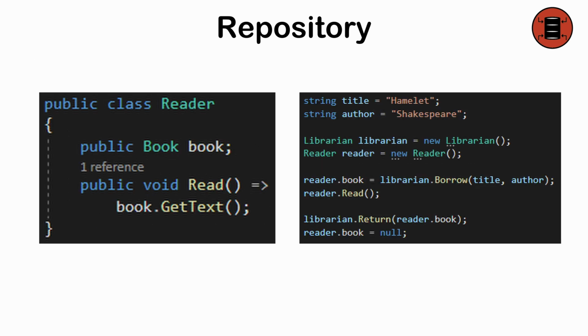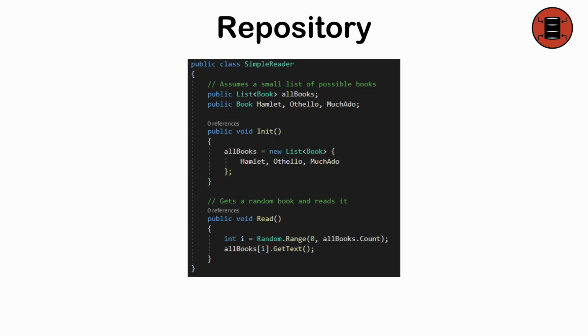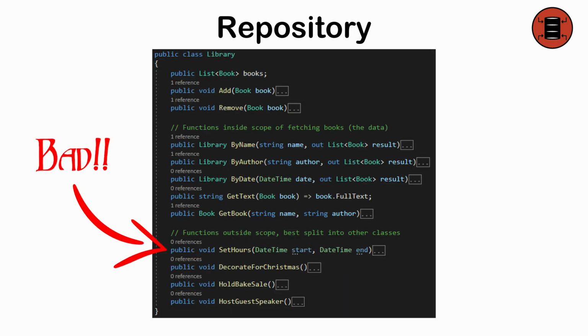This pattern simplifies unit testing and ensures a clear separation of concerns. For simple projects, a repository might be overkill. A repository can also become bloated if not careful.